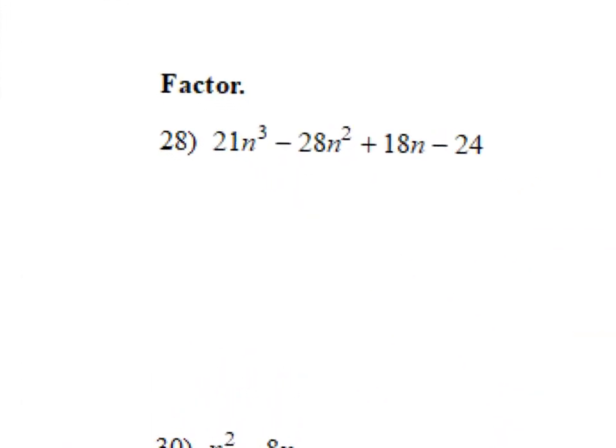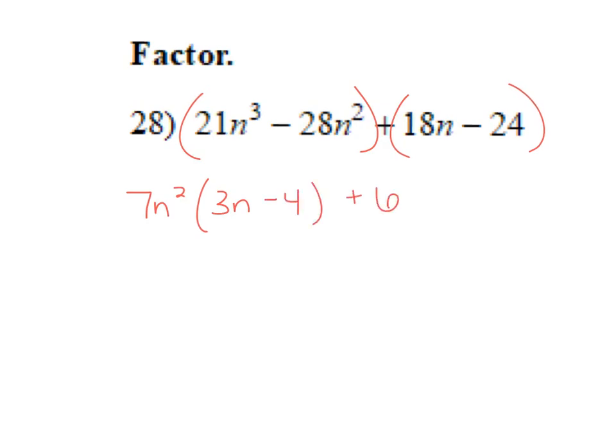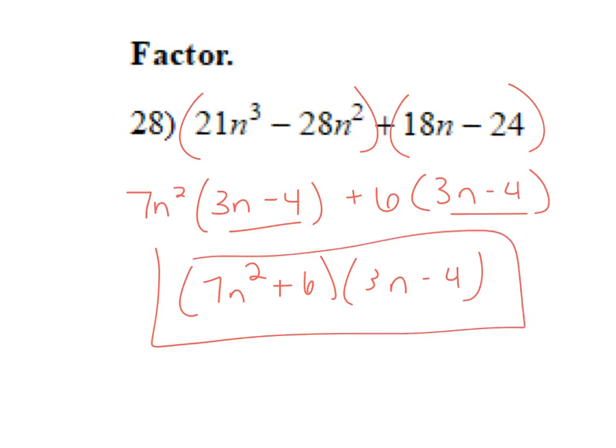All right, last page here. Okay, so on this guy, 4-term grouping. So I'm going to go ahead and group this off. I'm going to pull a 7 and an n squared out of that first one and get 3n minus 4. Out of the second one, I'm going to pull out a 6 and get 3n minus 4. Now remember, your insides need to match. So since these match, let's rewrite it. 7n squared plus 6 and 3n minus 4. And that's going to be your final answer there.